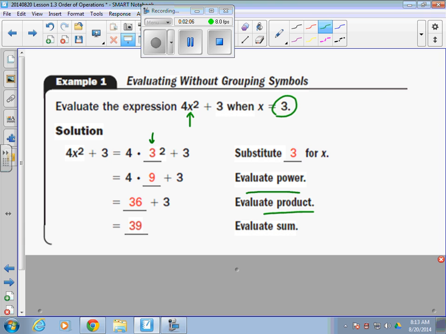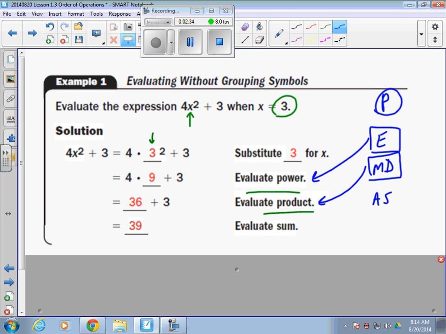So right here, again, this is your blueprint to make sure you understand the order, but it's not always going to look just like this. Sometimes you're going to skip some steps. There are no parentheses to do, and we'll talk about the exact order of operations in just a minute. The E stands for exponents. We had a power, evaluate the power. Then we went to multiplication and division. That's where it says do the product. And then we evaluated the sum. That means addition, for addition and subtraction.